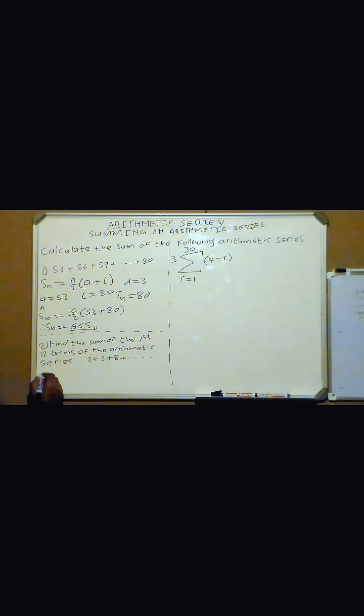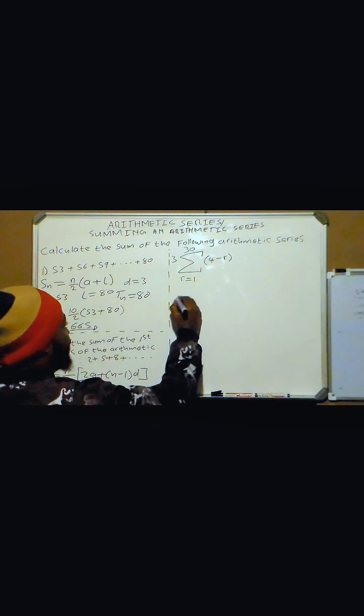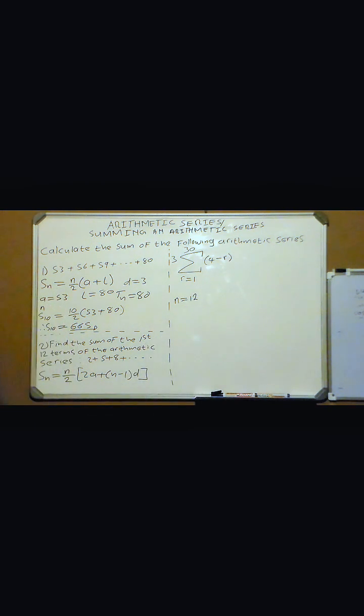Here for number 2, they say to find the sum of the first 12 terms of the arithmetic series given by 2 plus 5 plus 8. So here we do not have the last term of the series, right? So we can use the first equation, which is Sn equals n over 2 multiplied by 2a plus n minus 1 multiplied by d. We are given n because we are told to calculate the sum of the first 12 terms of the series. So our n value in this case is equal to 12, right?